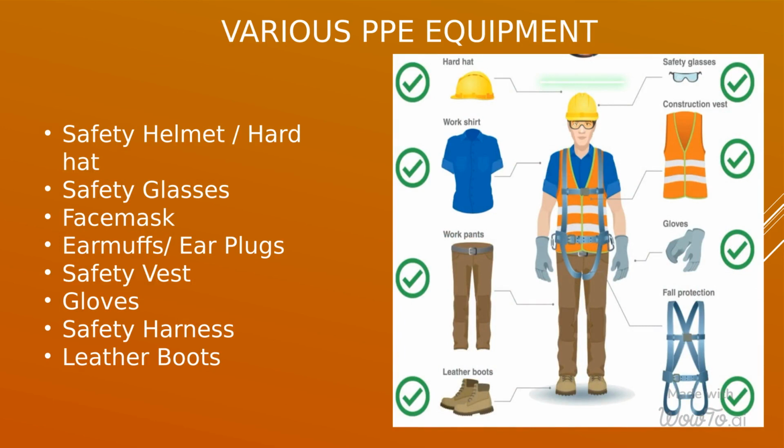As you can see in the picture, a worker who is working in a logistics warehouse has to wear various PPE depending on the work he is assigned. They can be safety helmet, safety glasses, face mask, earplugs, safety vest, gloves, safety harness, leather boots. Let's understand the various equipment one by one.